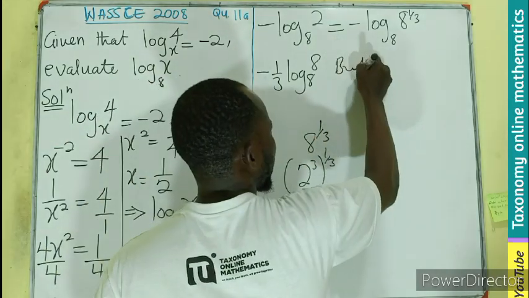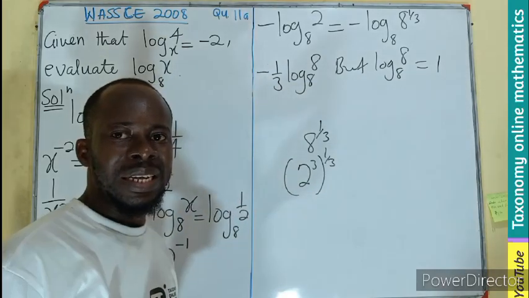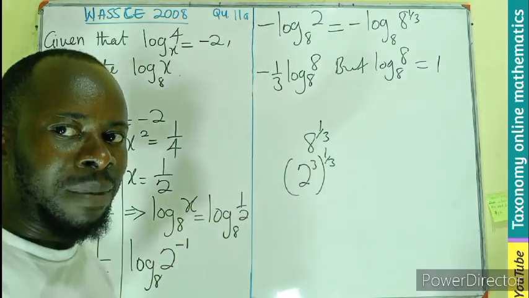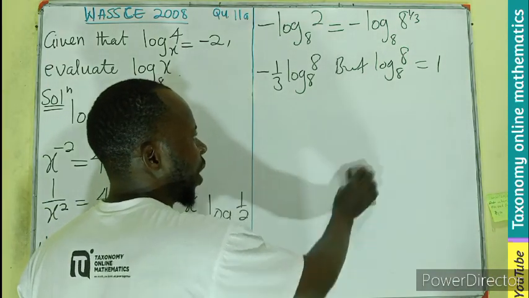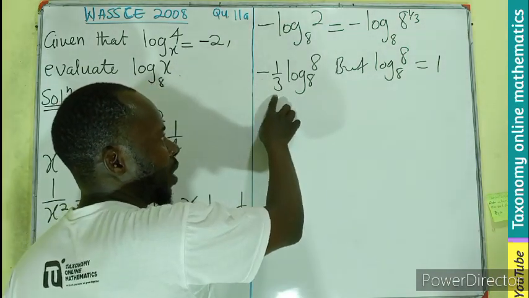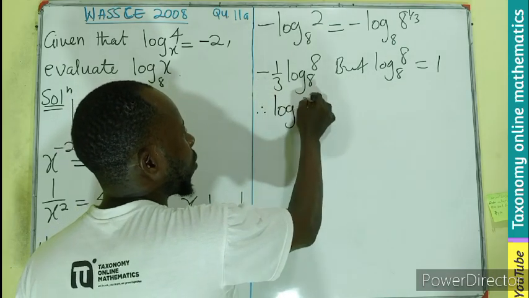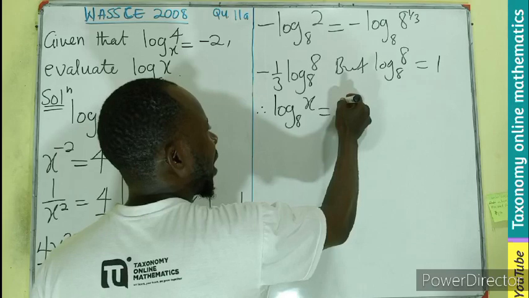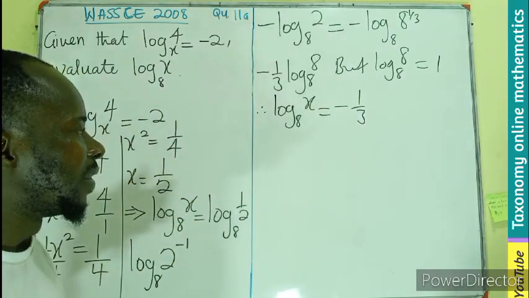Don't forget that log 8 base 8 will be equal to 1. A log of a number to the same base will give you 1. So it means that we are only going to multiply -1/3 by 1. Therefore, the log of x base 8 is just -1/3. I believe you get it.